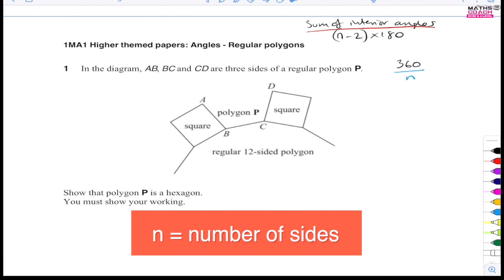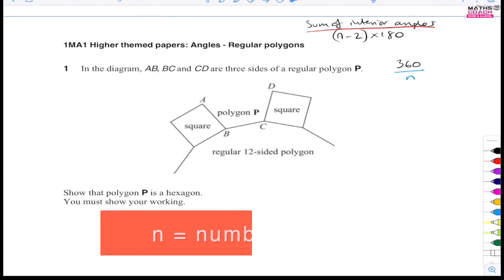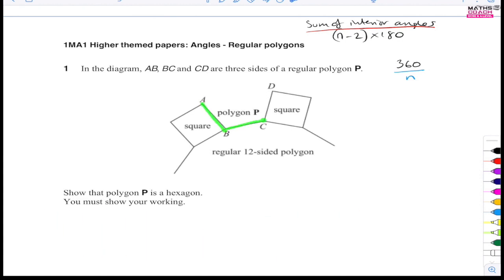So let's dive straight into this question. We are told that A to B, B to C, and C to D are 3 sides of a regular polygon P. So we don't know how many sides the rest of this polygon has. We just know that it is a regular polygon. Now, what does the word regular mean? Regular means that all the sides and all the angles of this polygon are exactly the same.